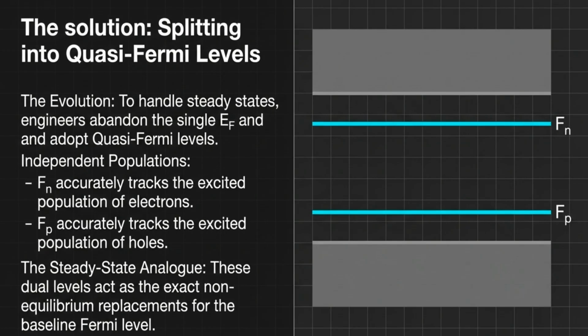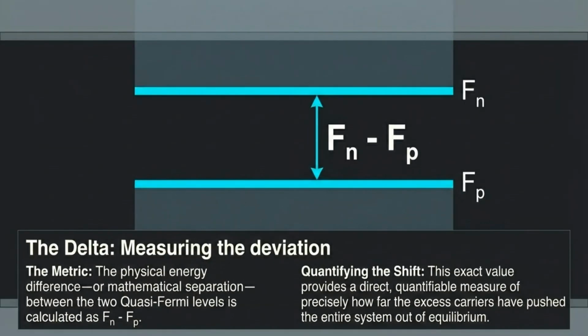The solution is splitting into quasi-Fermi levels. Engineers abandon the single EF and adopt FN and FP. These dual levels track the independent populations of excited electrons and holes, acting as the non-equilibrium replacements for the Fermi level. The physical energy difference, FN minus FP, is the delta, measuring the deviation from equilibrium. This value provides a direct, quantifiable measure of how far excess carriers have pushed the system out of equilibrium.